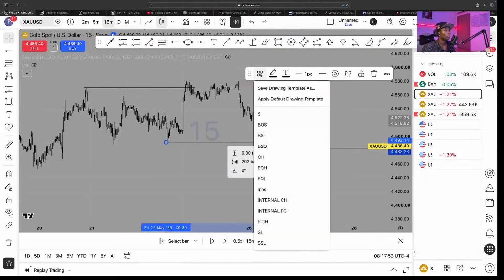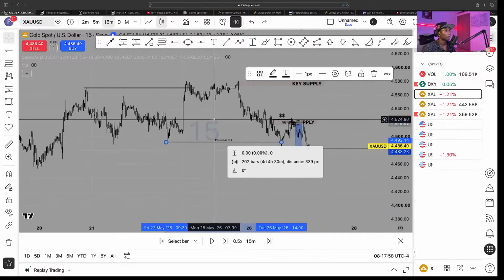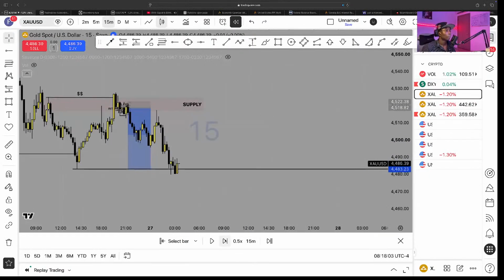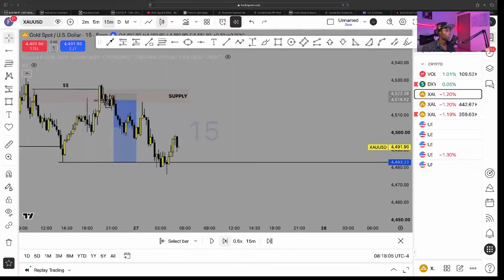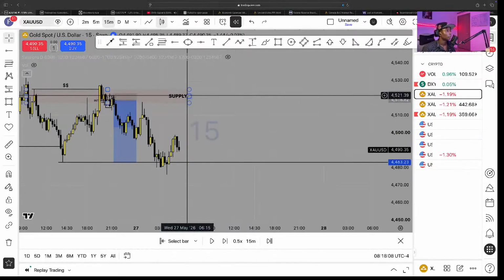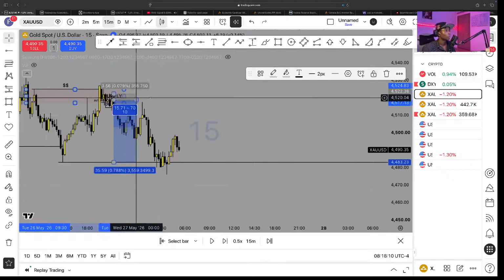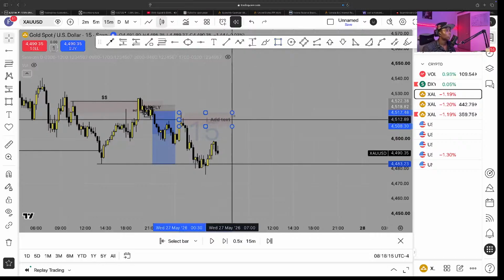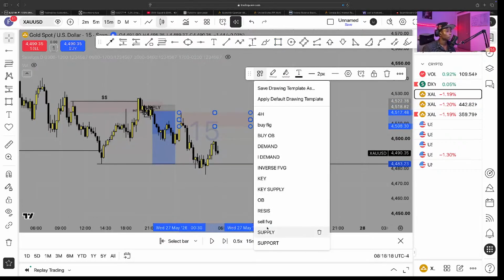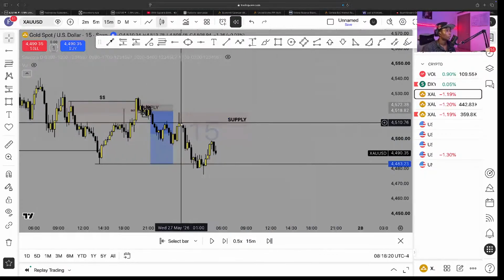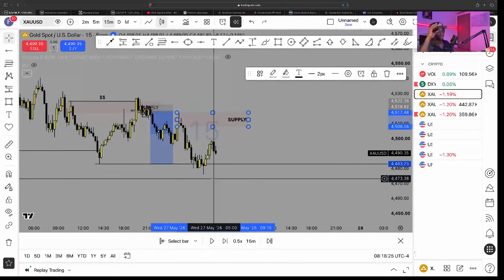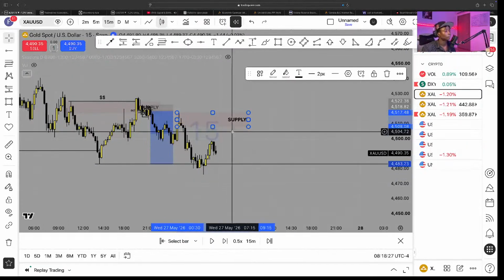Yes, I can label this place my extensions. I'm gonna play price forward. So we have a new supply at this point. I call this point a supply zone because this was the last bullish candle before the displacement down.